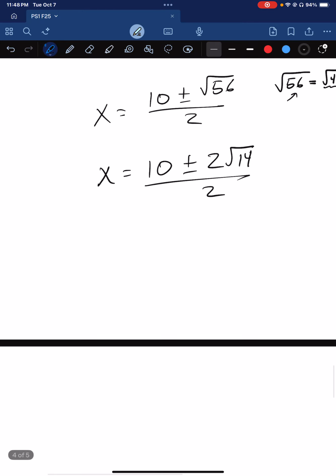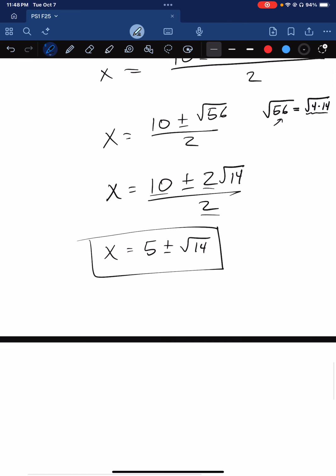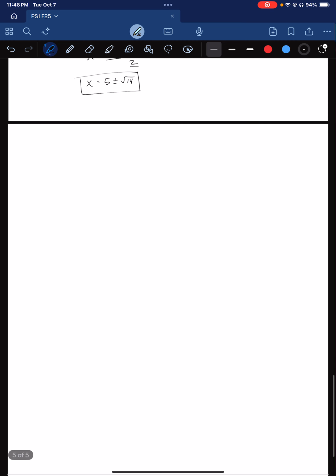So there's a little bit more we can simplify here because 10 is divisible by 2, 2 is divisible by 2, and we're dividing by 2. So we get x equals 5 plus or minus the square root of 14. All right. So that was problem set 1 as well as problem set 2.